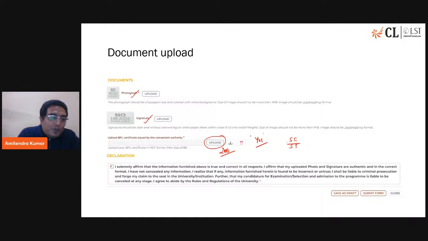Finally, you check this box, which is a declaration saying that whatever information I'm furnishing over here is true to the best of my knowledge and is correct in all respects. Okay, so that's a declaration. Now you can either save the form for the time being, or you can click on submit form. Now, the moment you submit the form, what will happen?